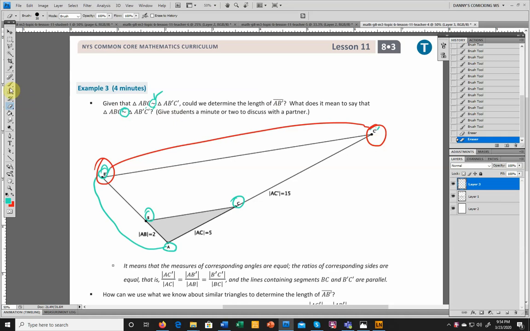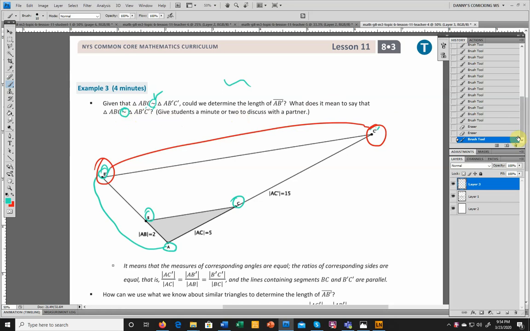So if we look at this, given that ABC is similar to AB prime C prime, could we determine the length of AB prime? Now remember, this is the symbol for similar. It's this little mark. Sorry, I did that wrong. That mark is the similar mark. So you see that here. What does it mean to say that ABC is similar to AB prime C prime?